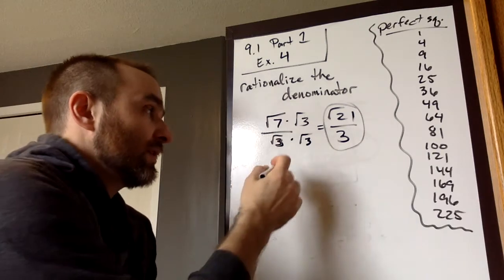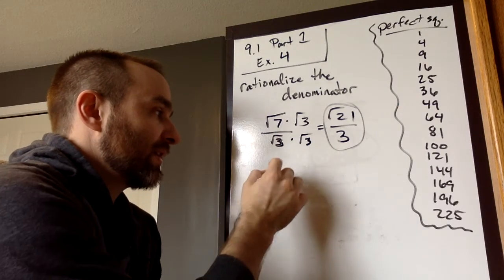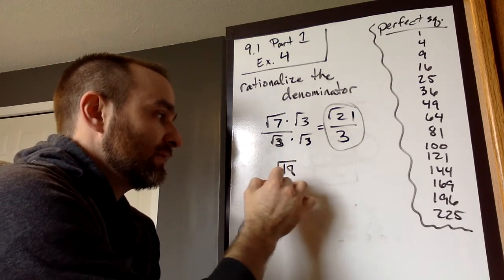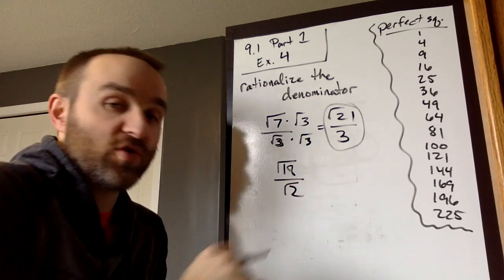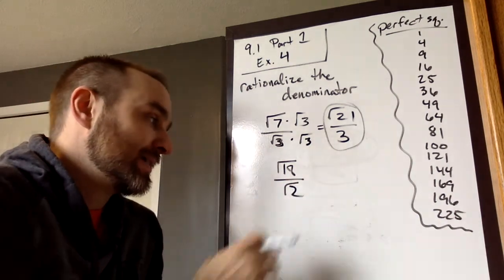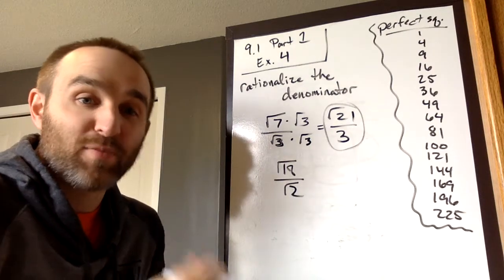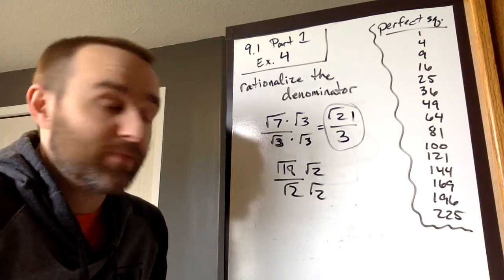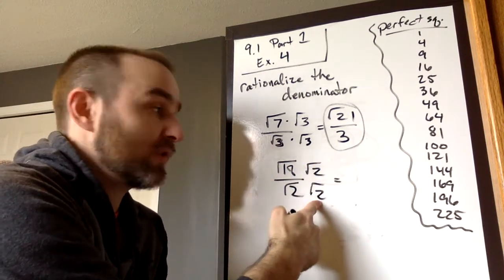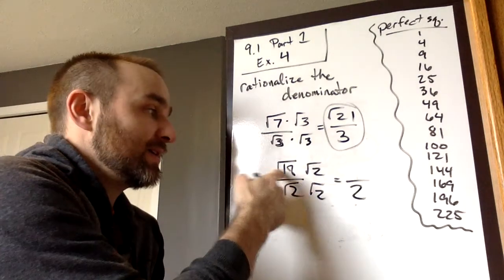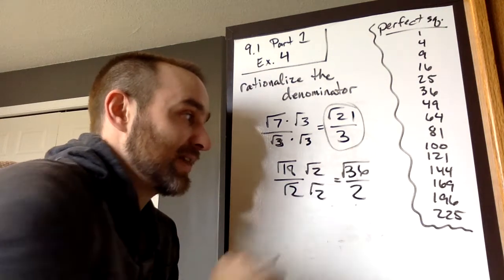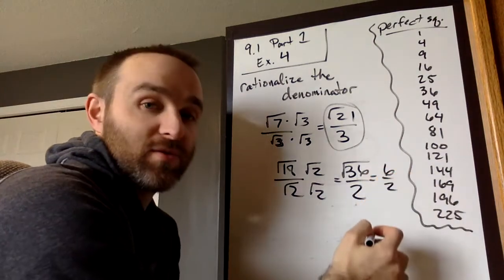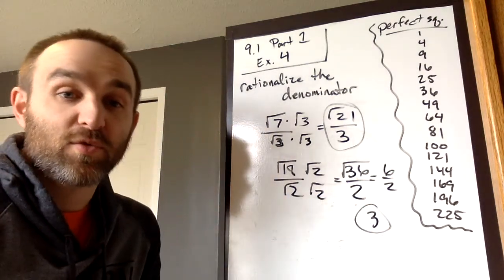Okay, let's try another one. Maybe I've got the square root of, let's say, 18 over the square root of 2. Okay, let's say I've got that. Anytime you've got a denominator that is not a perfect square, then we multiply top and bottom by it. Okay, we multiply top and bottom by it. Square root of 2 times the square root of 2 is 2 on the bottom. 18 times 2 is 36 on top. Well, the square root of 36 is 6. So really what I'm looking at is 6 divided by 2, which is 3. So we simplify it all the way down.